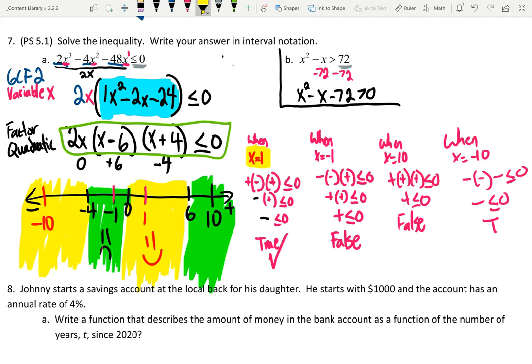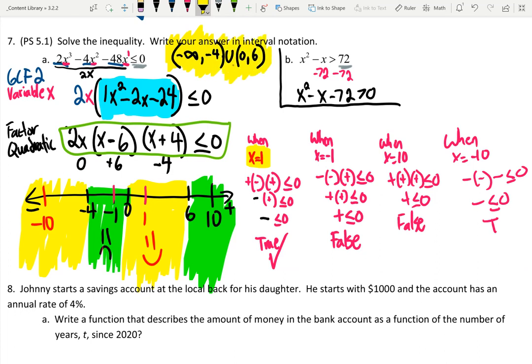Answers stop working between -4 and 0. Answers start working once you go past 0 all the way to 6, and then they stop working again. So in order to demonstrate this, I'm going to have to take my answer, and it is going to be from negative infinity all the way to -4. Then it's going to go to 0 to 6. And this is my yellow regions combined.